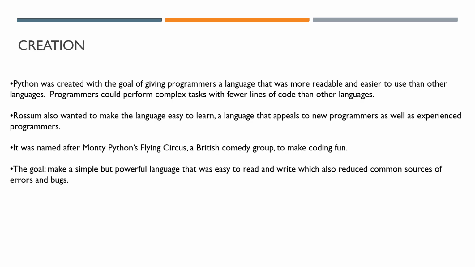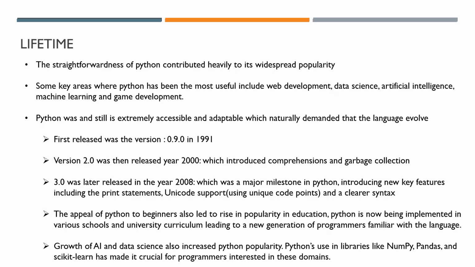When designing Python, Guido focused on simplicity and readability. He wanted new programmers to feel comfortable learning it, while still giving professionals powerful tools to work with. Compared to other languages at the time, Python required fewer lines of code to perform the same task. This combination of simplicity and power gives Python a big advantage. Python's straightforward design helped it spread quickly.